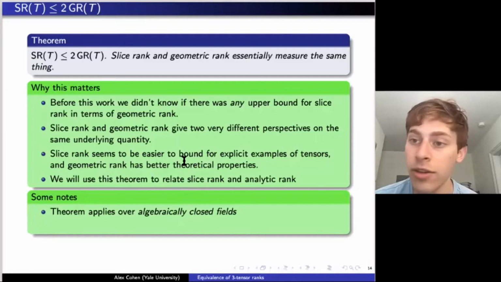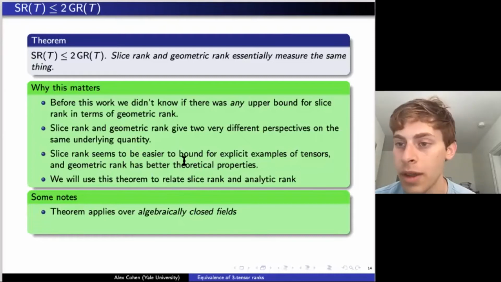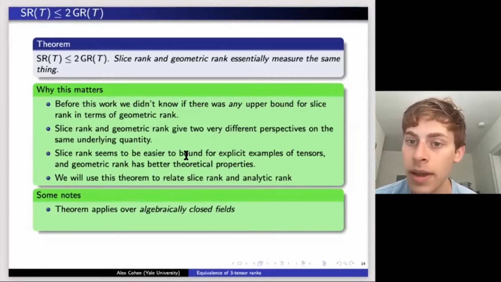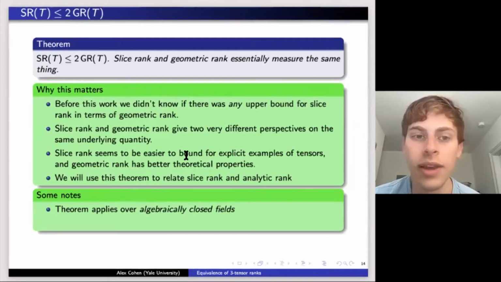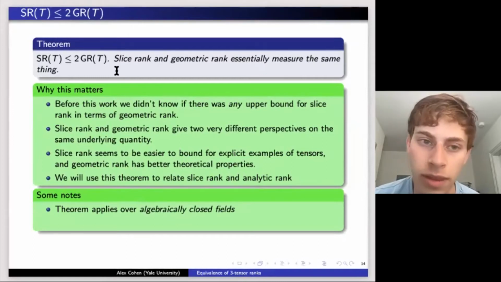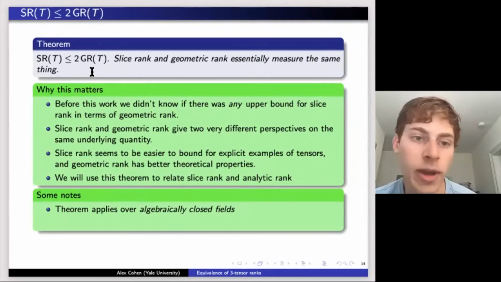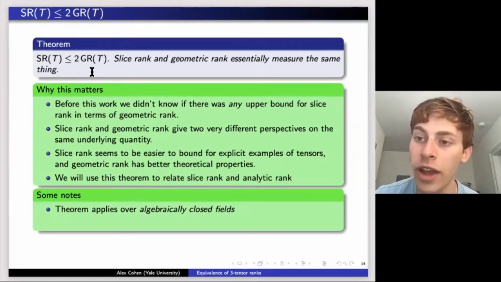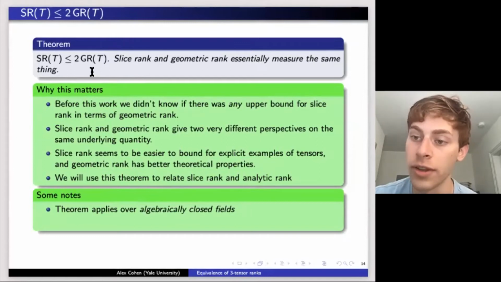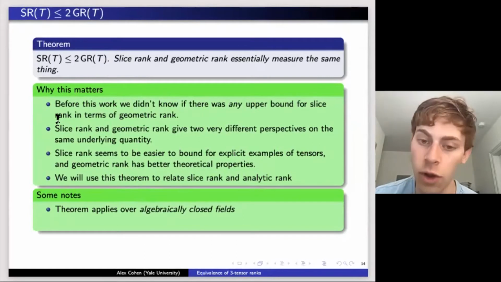This theorem applies over algebraically closed fields, right? So if you give me a tensor T, when I compute the geometric rank, I'm viewing it over the algebraic closure implicitly. What this theorem does is, if we know it has small codimension, we're going to build a small slice rank decomposition over the algebraic closure, right? Not over the field that the coefficients started in.